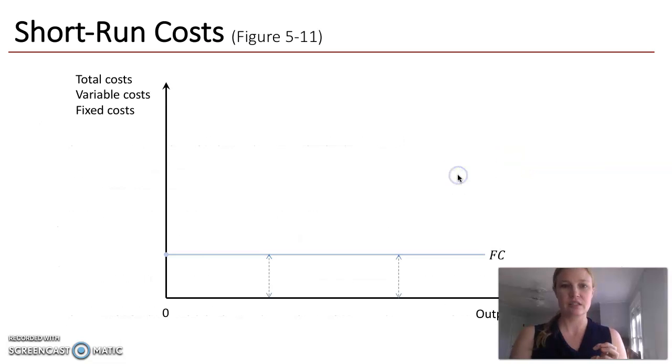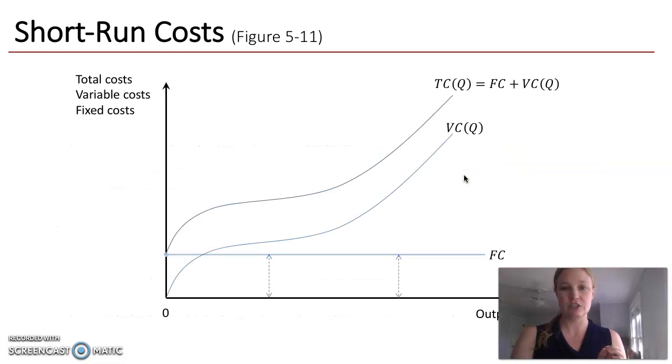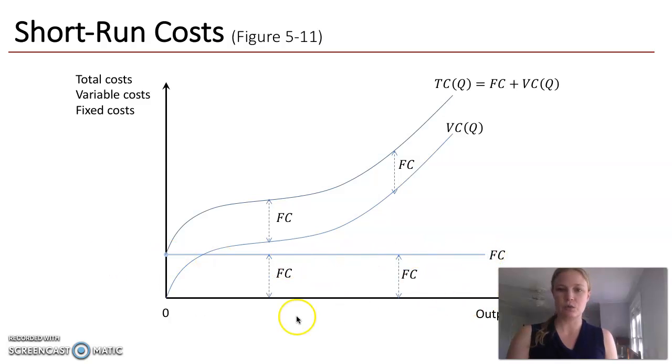All right, so this is the total cost function. I really don't care much about this one. It's not super useful, but we can see here that fixed costs do not change as the quantity of output changes. And then we've got total cost, which is equal to fixed cost plus variable cost, which is why they're parallel.